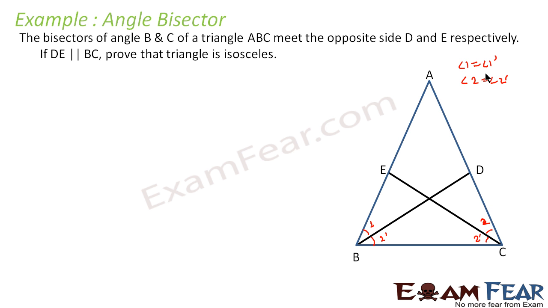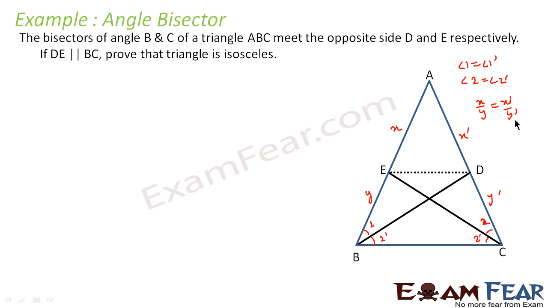Now we have to prove that DE is parallel to BC. Since DE is parallel to BC, let's draw this line DE. If DE is parallel to BC, say this is X, this is Y, and let's suppose AD is X dash and DC is Y dash. So we are also given X by Y is equal to X dash by Y dash. Why? Because DE is parallel to BC. So three things are given: 1 is equal to 1 dash, 2 is equal to 2 dash, X by Y is equal to X dash by Y dash. We have to prove that the triangle is isosceles, that is any two sides are equal.